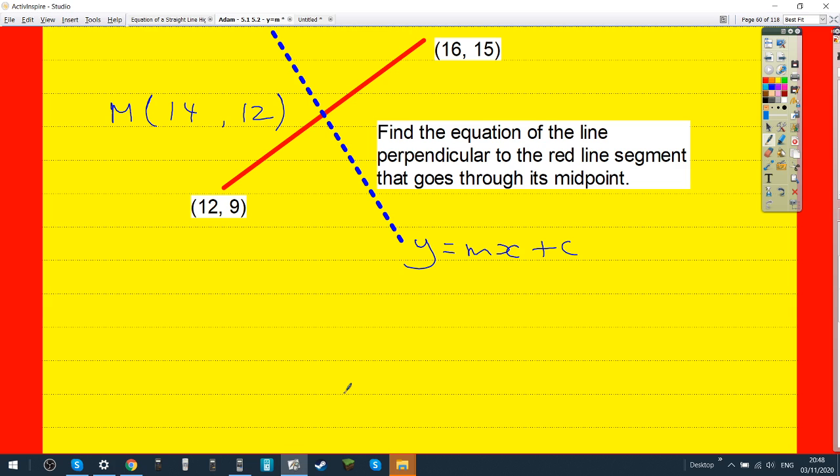So it'll be 14m. Hey, ho, none of that. I wrote m from midpoint to you, and I used a capital M. So the midpoint is 14, 12. m is gradient. How can we get the gradient of the blue line, given that it's perpendicular to the red line?